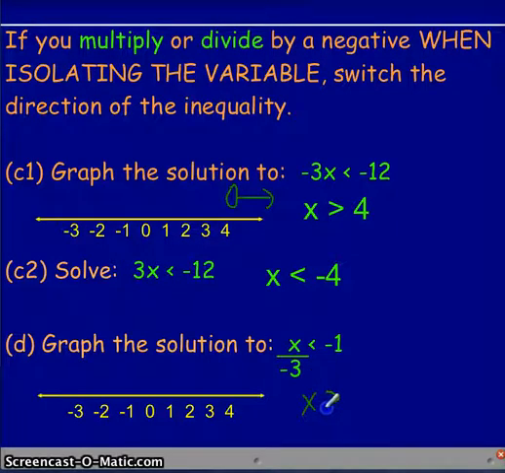And negative 1 times negative 3 is positive 3. Remember, a negative times a negative, or a negative divided by a negative, is a positive. So again, an open circle because there's no equal to sign, and everything greater than positive 3 is in this direction.